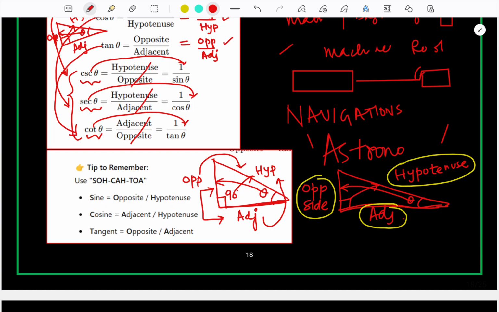Usually when we were kids, when our teachers used to teach this trigonometry, they used to sing a song. SOH-CAH-TOA. What do you mean by SOH-CAH-TOA? It means we are saying sine opposite hypotenuse, cos adjacent hypotenuse, and tan opposite adjacent. So this is what we used to remember. SOH-CAH-TOA means sine opposite hypotenuse, cosine adjacent hypotenuse, tan opposite adjacent.